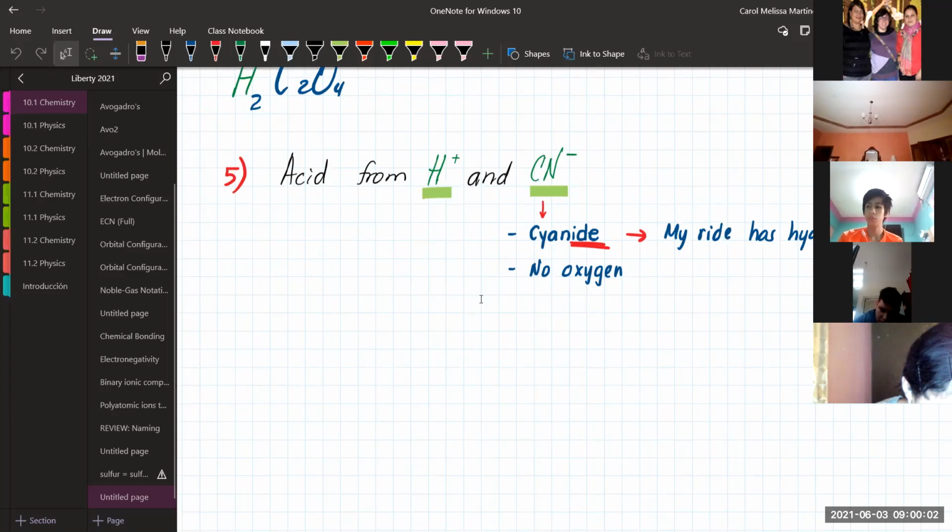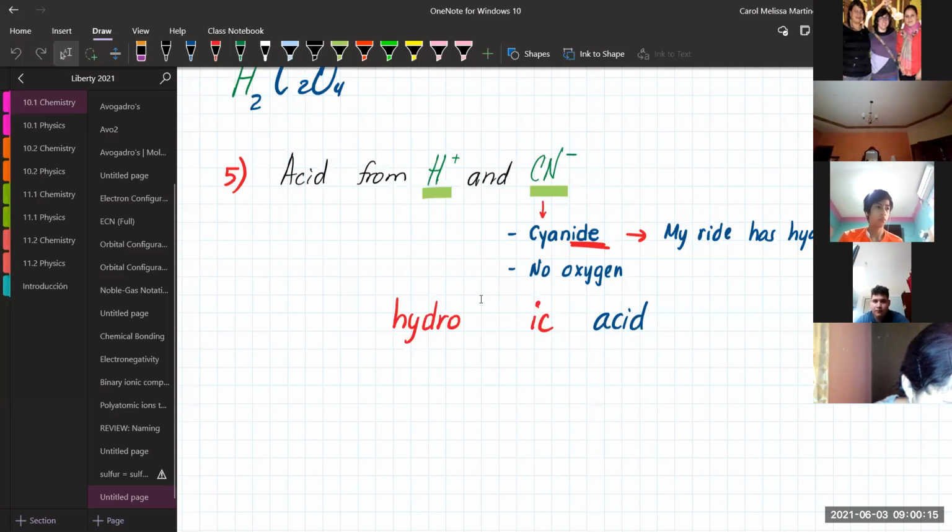So the name will be hydro, and then the word acid. And between hydro and IC is going to be the root for cyanide, that is everything without the IDE. So the name in the end will be cyanic, hydrocyanic acid.